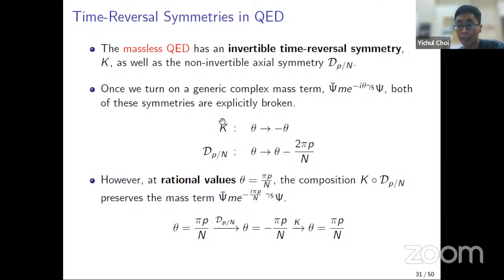Let's first talk about the QED case. Let's first go back to the massless QED example, where we had this non-invertible axial symmetry generated by D_{p/n} topological operators. On top of this non-invertible symmetry, massless QED also has a time reversal symmetry. This theory has an ordinary invertible time reversal symmetry, which I denote as K. But now, I'm going to turn on a mass deformation given like that. Here M is some positive real constant and theta is the phase of the complex mass parameter.